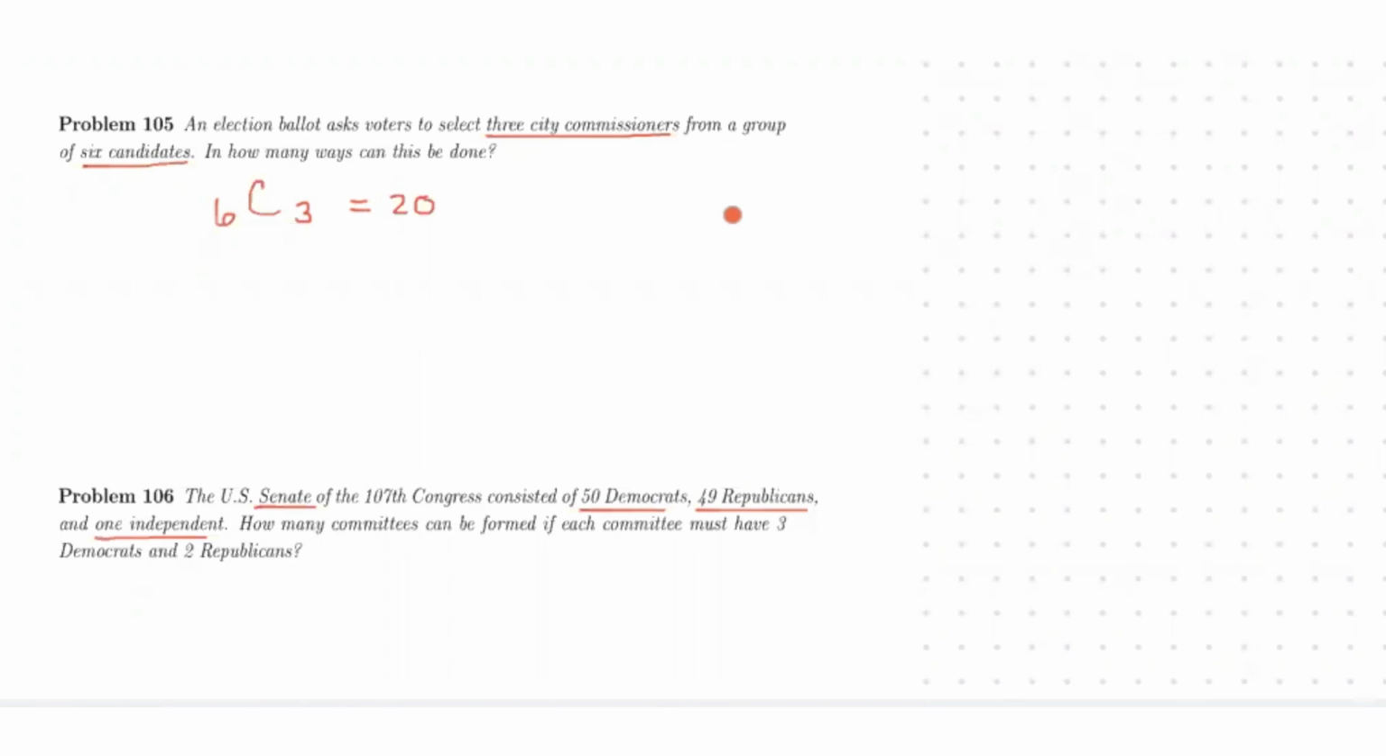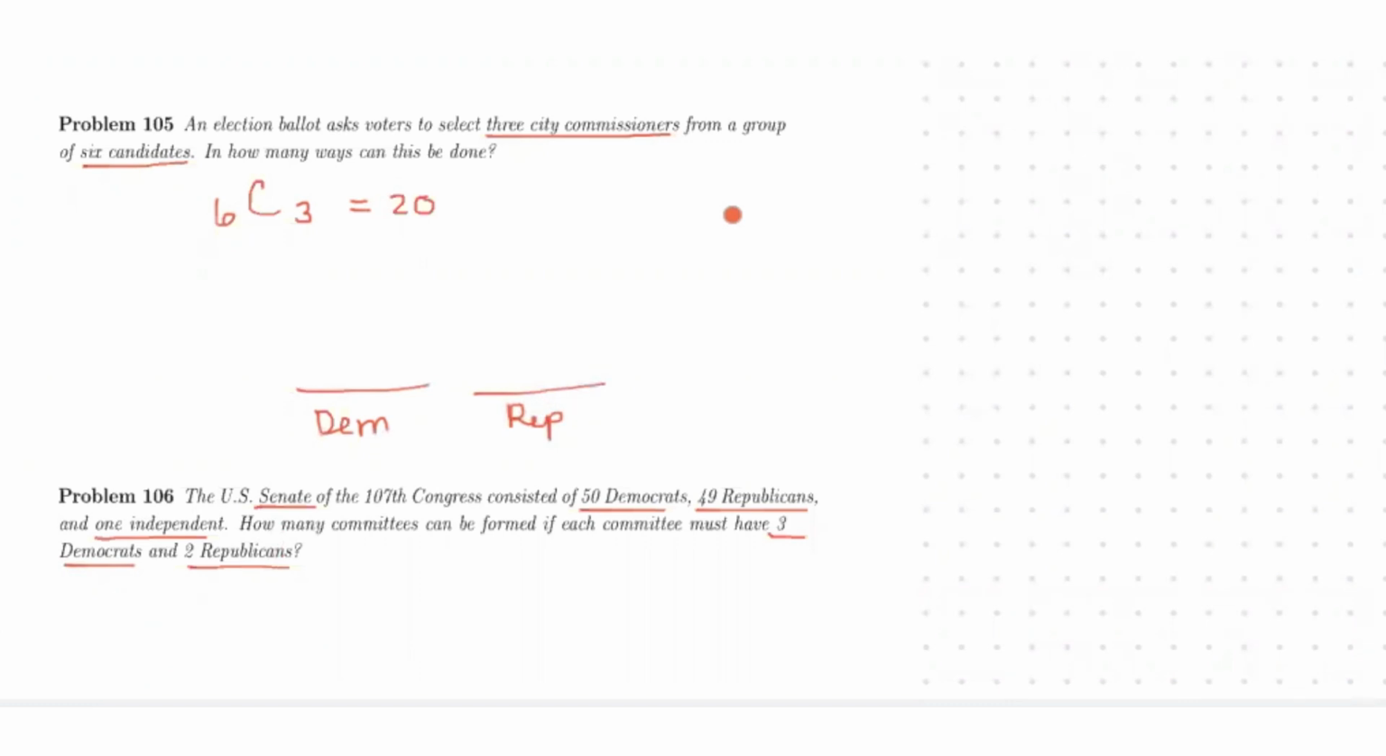How many committees can be formed if the committee must have 3 Democrats and 2 Republicans? It's clearly shown, not just 5 committee members, we want particular 3 from the Democrats and 2 from the Republicans. Another way to say we have 2 different groups. Here's group 1 for Democrats, here's group 2 for Republicans.